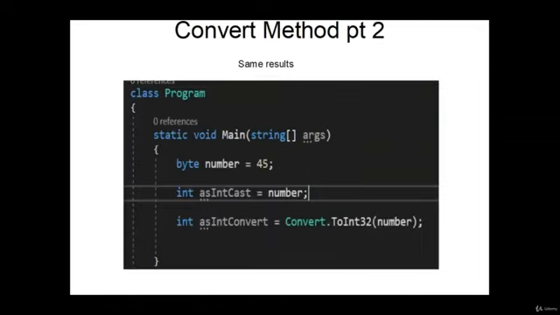So let's talk about the convert method. You can see we have a byte called number, and it equals 45. And on the next line, we cast that into an integer as int cast. And we've seen this before. This is an implicit conversion, as a byte fits comfortably into an int. On the third line, we have another integer as int convert, and we use the convert to method to basically do the same thing. We take the number, we put it into the method, and it converts the byte into an integer, and we get the same results.